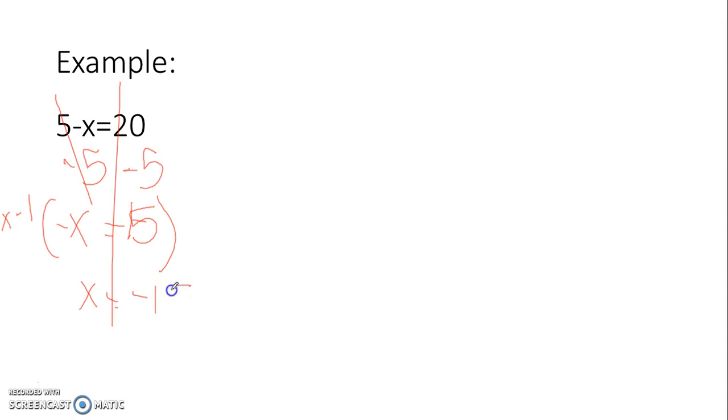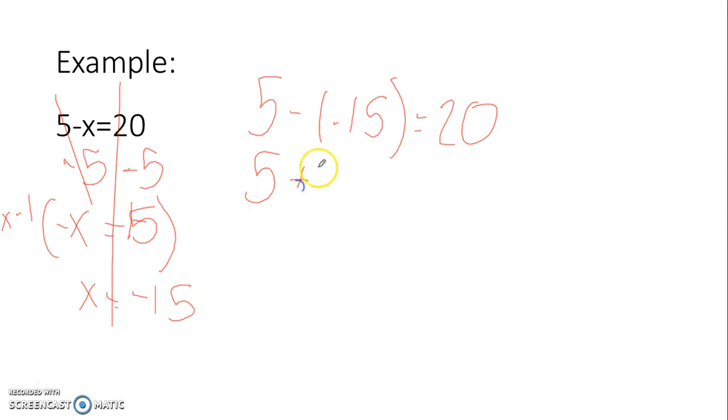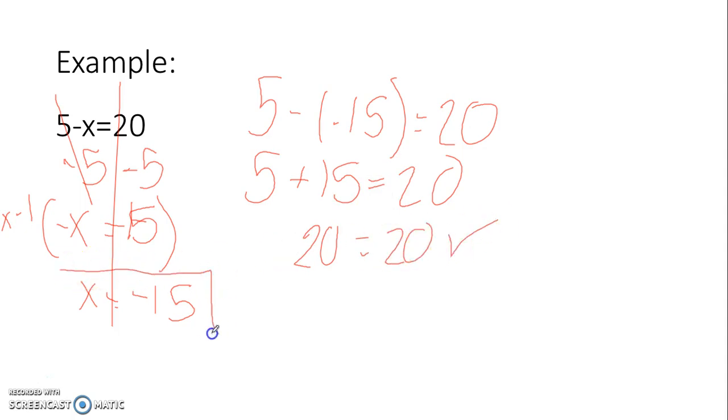15 is negative 15. Alright, so let's check our work. We have 5 minus negative 15 is equal to 20. We want to do keep, change, opposite. So 5 plus 15 is indeed 20, so we are good to go. X is equal to negative 15. Alright, so just a thing to remember here, make sure that our x's are positive at the end.